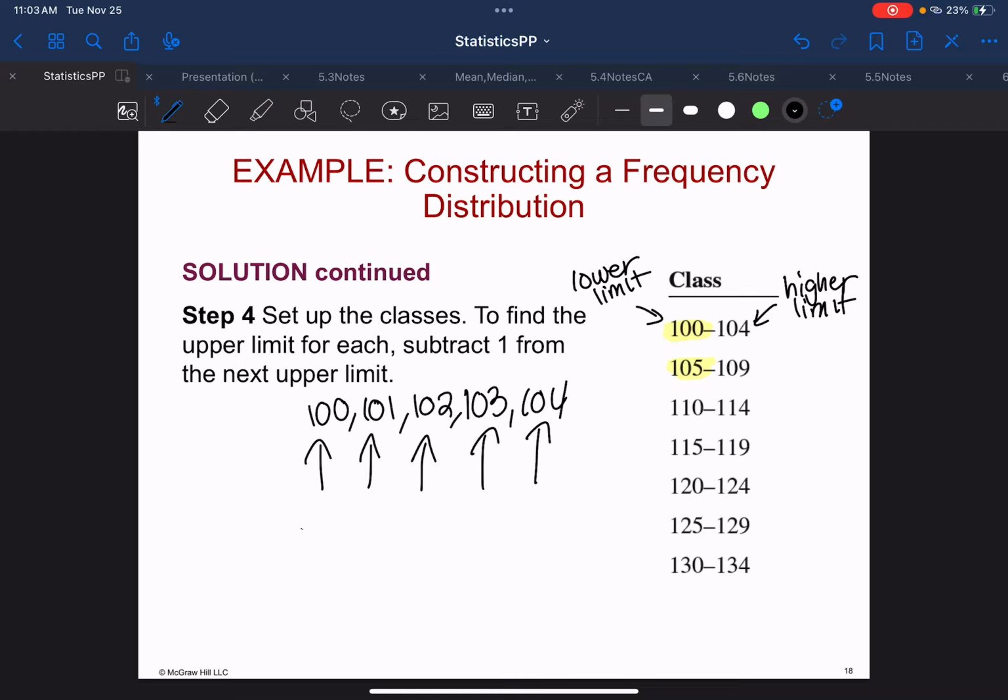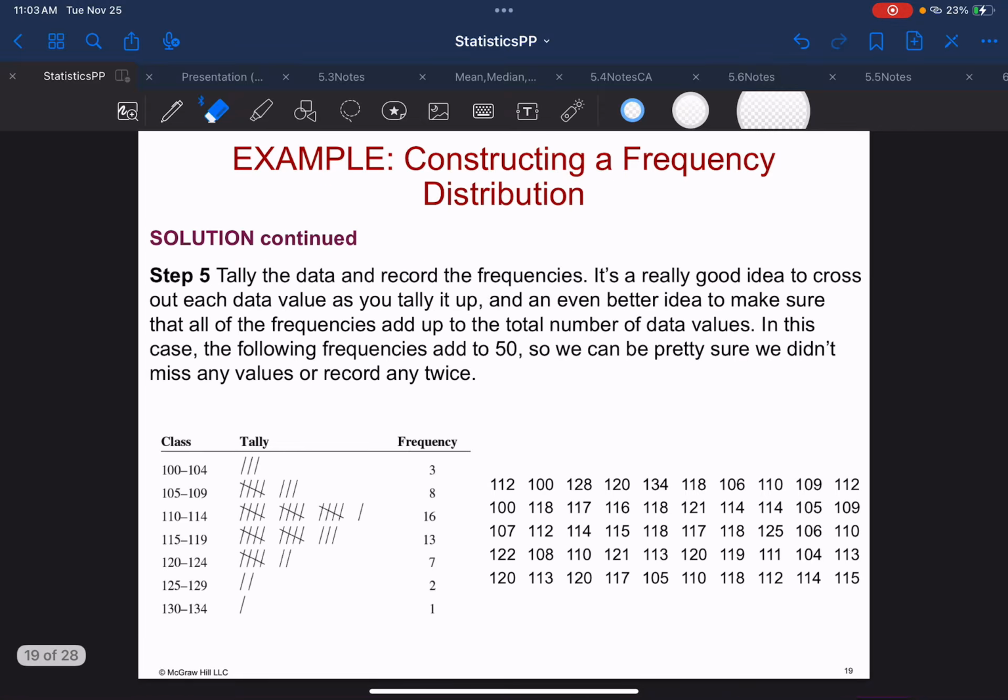Then the next class is from 105 to 109, and then 110 to 114, 115 to 119, 120 to 124, 125 to 129, and 130 to 134. So now we've created our classes, and you do see that there is 7: 1, 2, 3, 4, 5, 6, 7. So 7 classes with 5 numbers in each class. Now we can set up our frequency distribution.